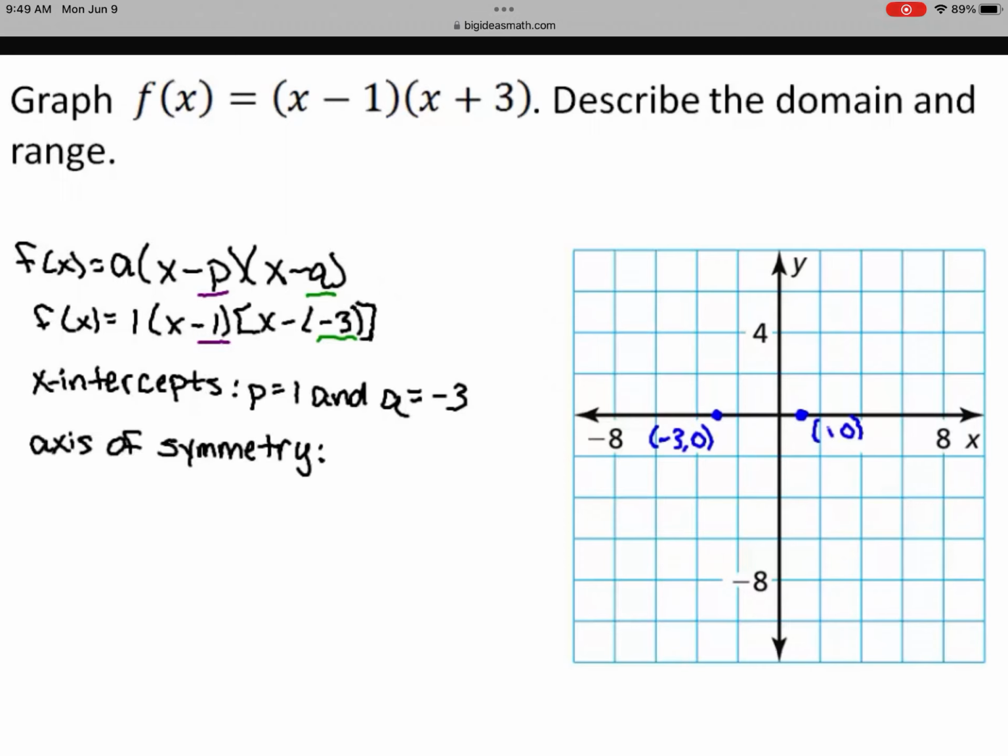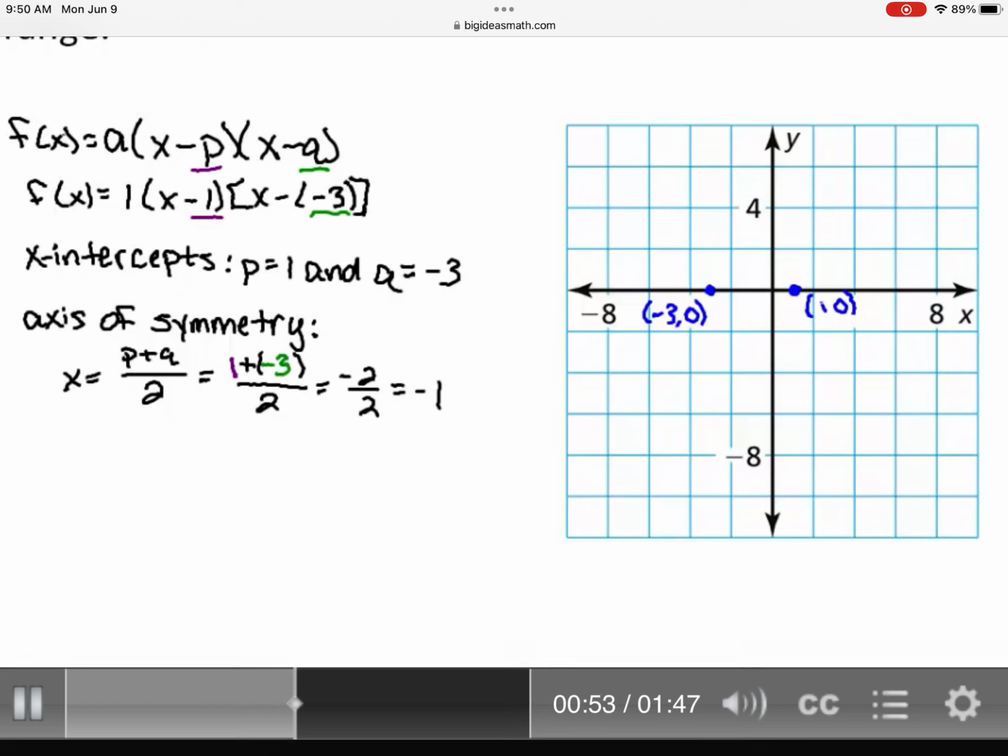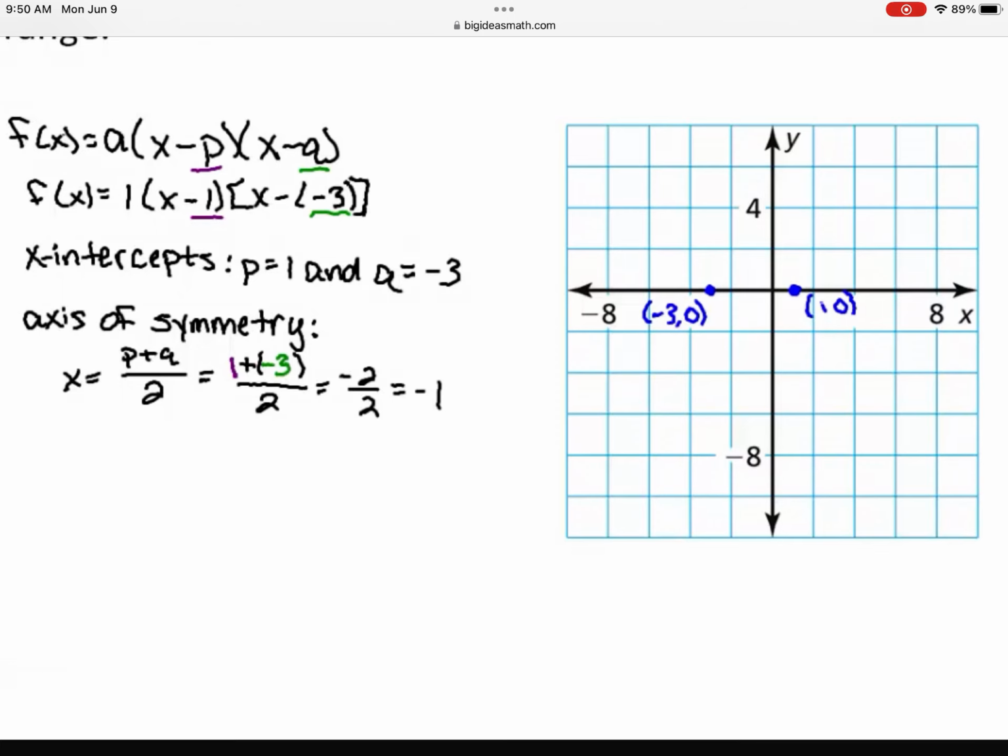The axis of symmetry is x equals the quantity p plus q divided by 2. Substituting 1 for p and negative 3 for q, you get the quantity 1 plus negative 3 divided by 2. 1 plus negative 3 is negative 2, and negative 2 divided by 2 is negative 1. So graph the axis of symmetry along the line y equals negative 1.